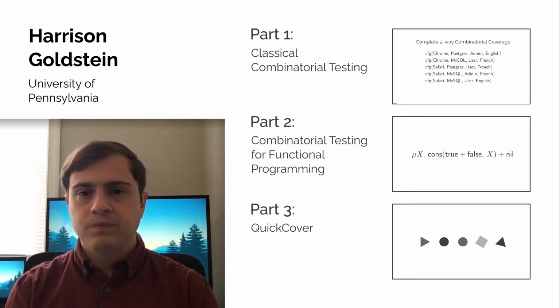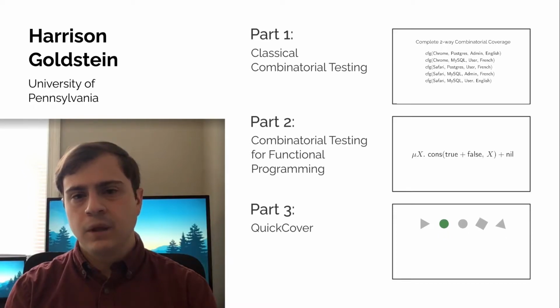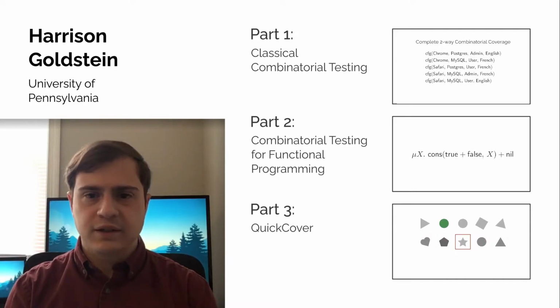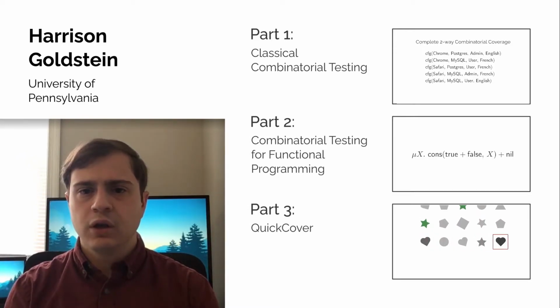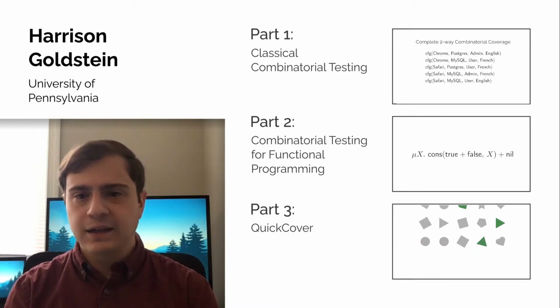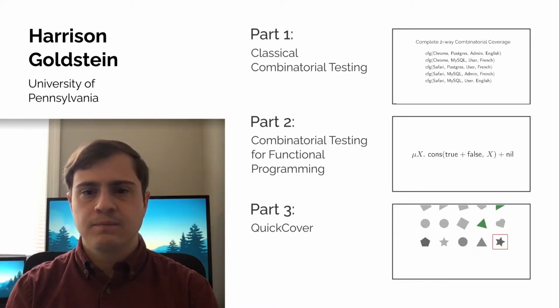Finally, in Part 3, I'll talk about our implementation, which we call QuickCover. Our algorithm uses combinatorial coverage in a non-standard way. While classical combinatorial testing tries to maximize coverage, in other words, get 100% of the possible coverage, QuickCover goes a different route. It uses combinatorial coverage to thin an existing property-based testing generator and guide it to more interesting tests. I'll show that this approach actually works.